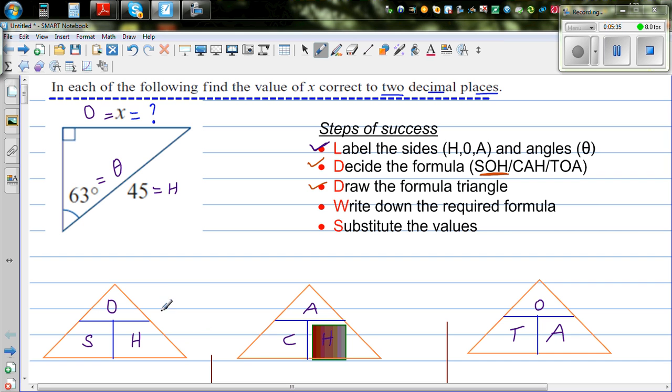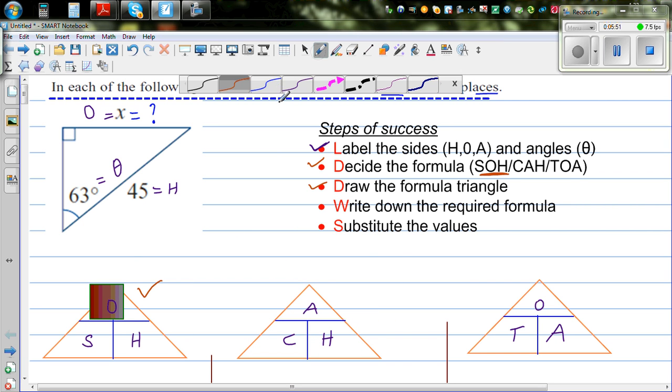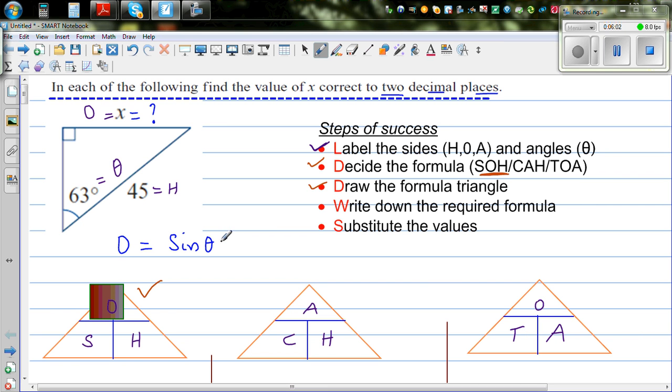So I've drawn the formula triangle. So this is what we have to use. And now write down the formula, the required formula. There are three formulas we need to find. So let me cover O, since I want to find O. So I'll say O is equal to S times H. S stands for sine of the angle times hypotenuse, which is H.